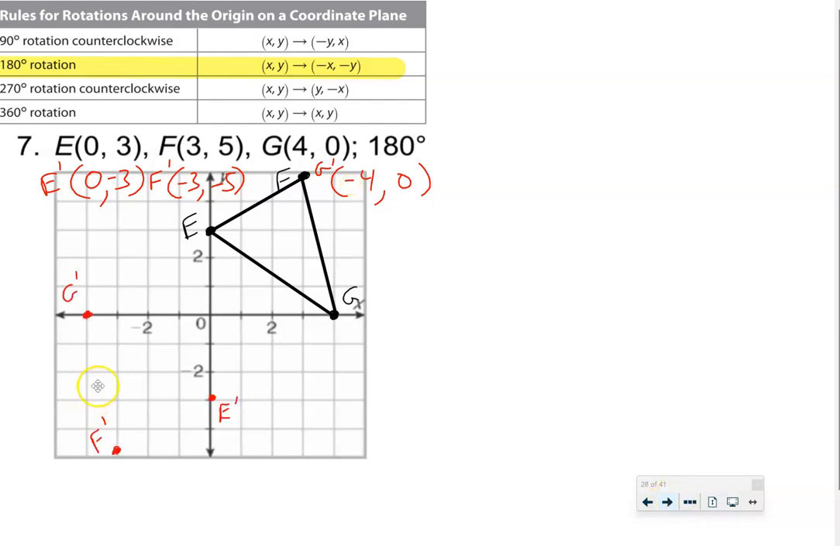Next, we're going to plot out the points. We've got E, which is 0, negative 3, go down 3 for E prime. F, go left 3 and down 5. And G, just go left 4. And we connect the dots, and we've got our rotation.